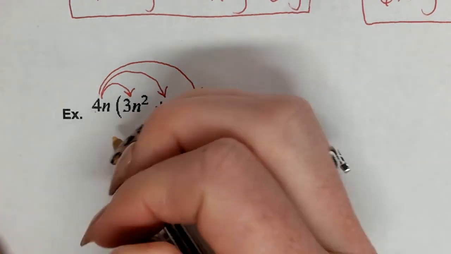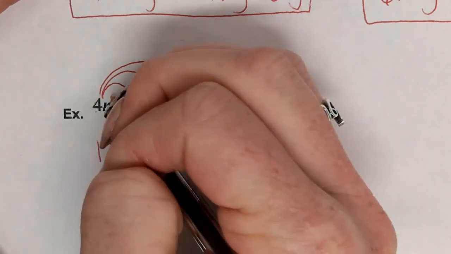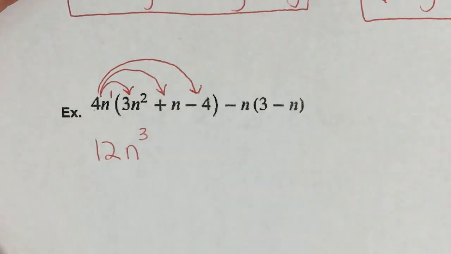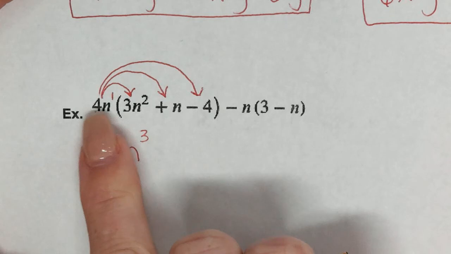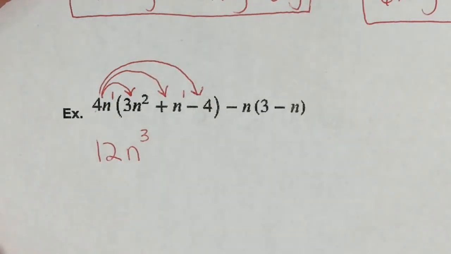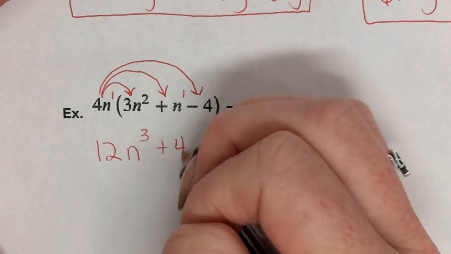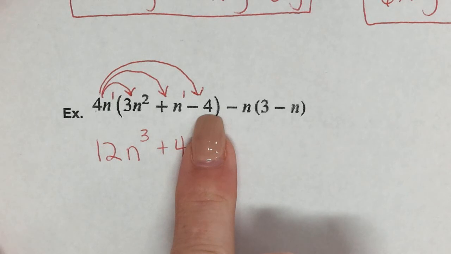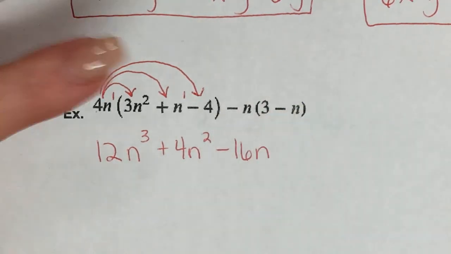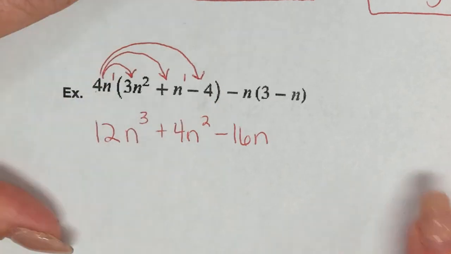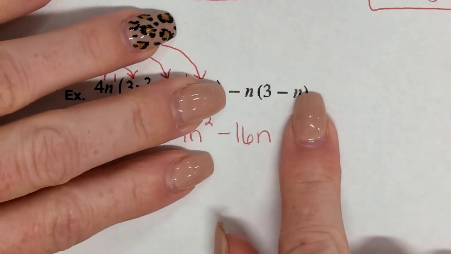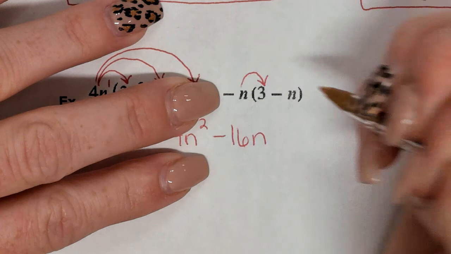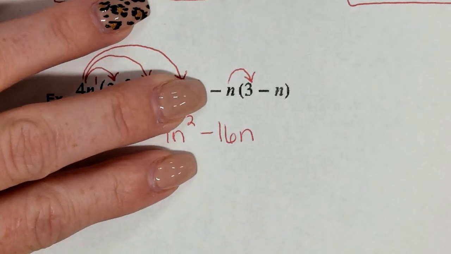Okay, 4 times 3 is 12. N to the first power times n to the second power, n cubed. Okay, 4n to the first times n to the first, plus 4n squared. And what's 4 times negative 4? Minus 16n. So I just dealt with this. Now I'm going to go deal with this. So I don't even need to look at this anymore. I'm just going to look at this. Okay, negative n times positive 3. Minus 3n.